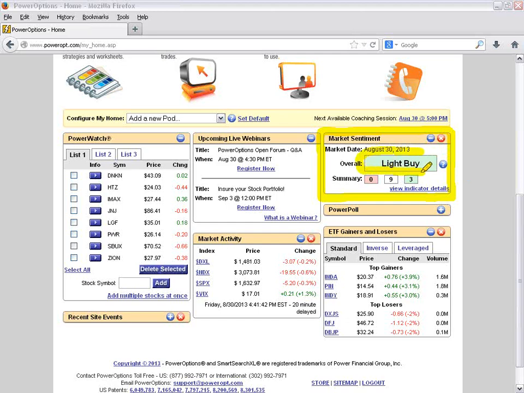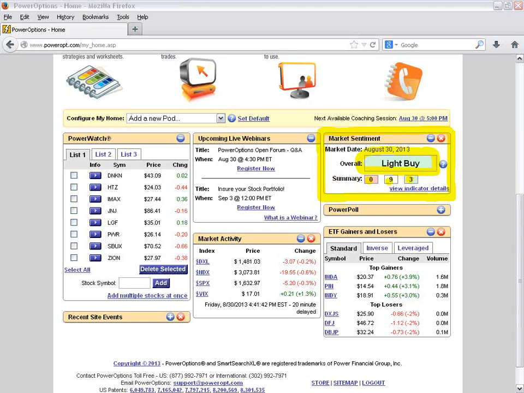This is actually a change. As of earlier today, looking at yesterday's closed numbers, we were at neutral. We had one bearish indicator, 10 neutral indicators and 1 bullish. Well, we've changed now where it looks like we have 3 bullish indicators and 9 neutral.